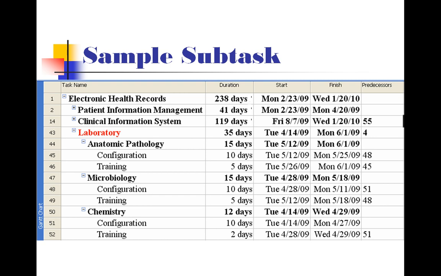After chemistry configuration was completed, the 10-day microbiology configuration was able to proceed simultaneously with the training of the chemistry staff. After the completion of the microbiology configuration, a 5-day training for this department was able to proceed simultaneously with the 10-day configuration of the anatomic pathology department. After this was completed, 5-day training was able to begin simultaneously with the configuration of the first task under the next department, which happened to be the pharmacy department.